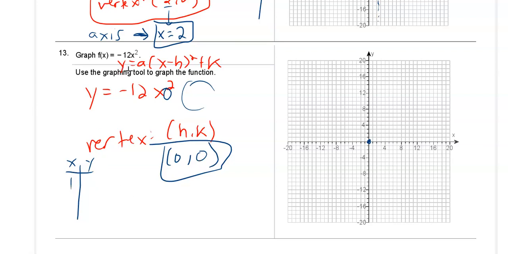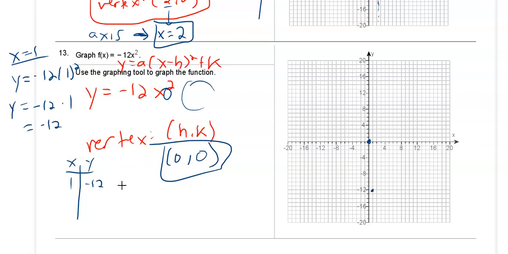Plus, you really can't go with 2, because if you pick x equals 2, it's already too big a number. Our window here is 20 to negative 20. If you pick 2 for x, you're going to get a much bigger number than that. I was thinking you'd get 24, but you're going to get negative 48, and there's just no room for it. So with this graph, the numbers get really big really quickly. So really our only choices are 1 and negative 1. So if I plug in 1 for x, I'm going to get negative 12 times 1, which is negative 12. And so I get the point (1, negative 12).